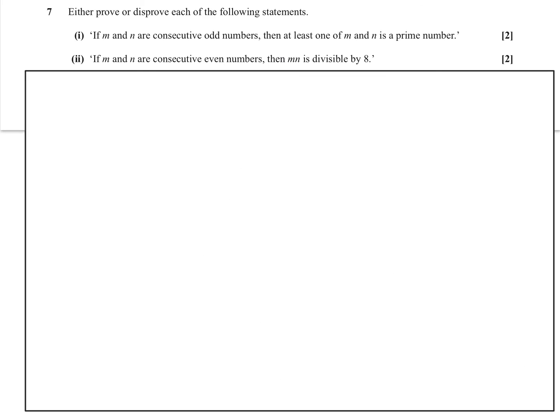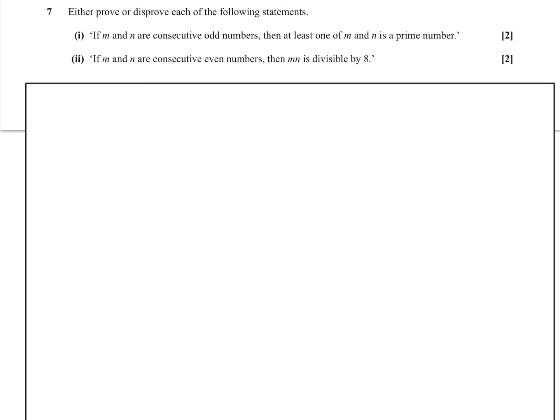They say, okay, either prove or disprove. So that's a little bit nasty because you've got to work out firstly which one's true and which one's not true. So prove or disprove: if m and n are consecutive odd numbers, then at least one of m and n is prime. So what we're looking for is consecutive odd numbers. So let's start thinking about some.